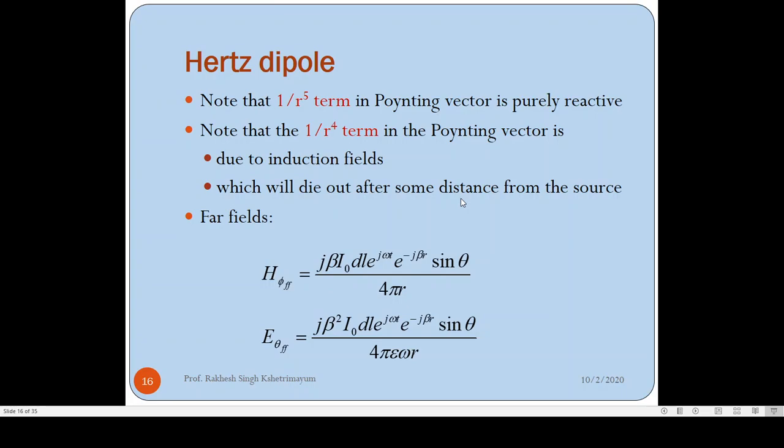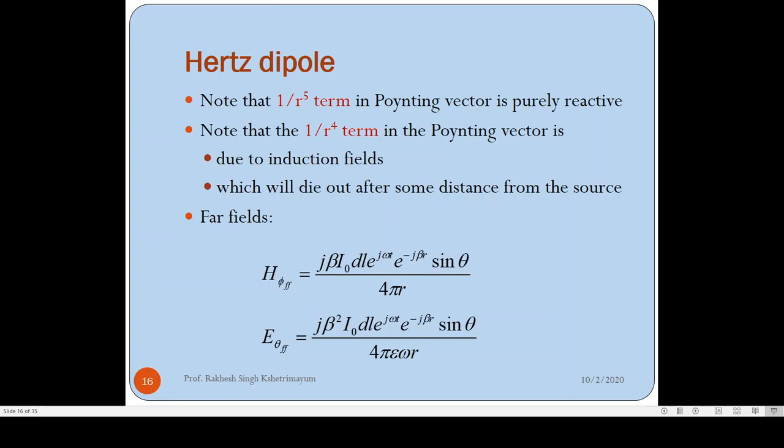And as you know, the instantaneous Poynting vector is E cross H star. E is the electric field, H is the magnetic field, star means complex conjugate. When you do the cross product of electric field and magnetic field, the near field terms give a Poynting vector varying as 1 by r to the power 5 and 1 by r to the power 4. So obviously these kinds of fields will die out pretty soon after some distance.